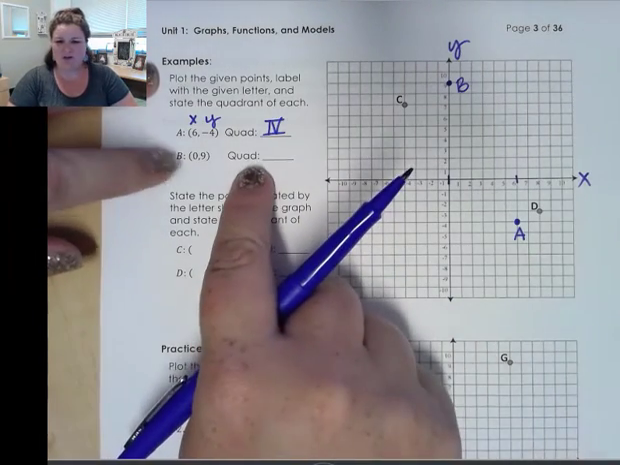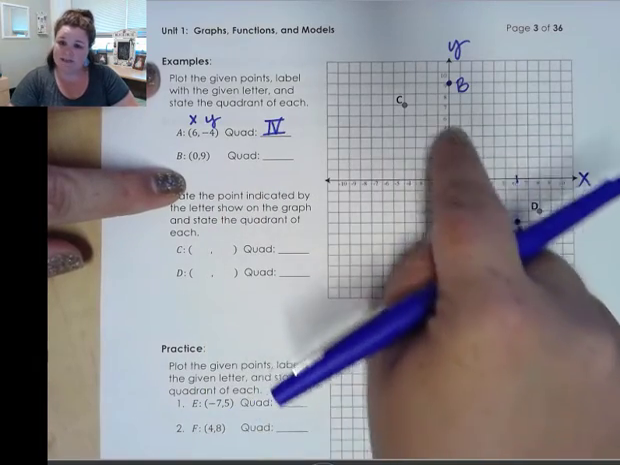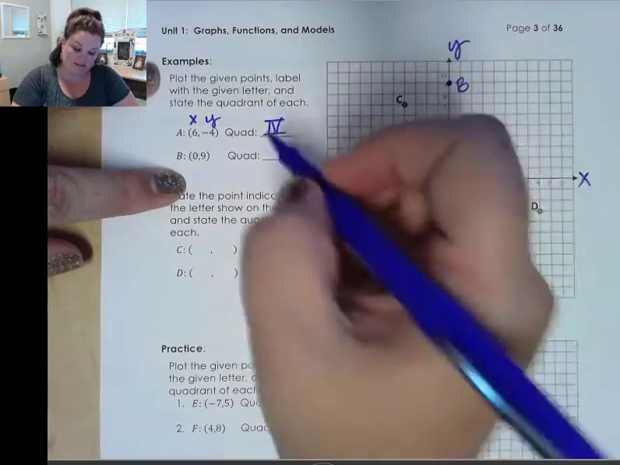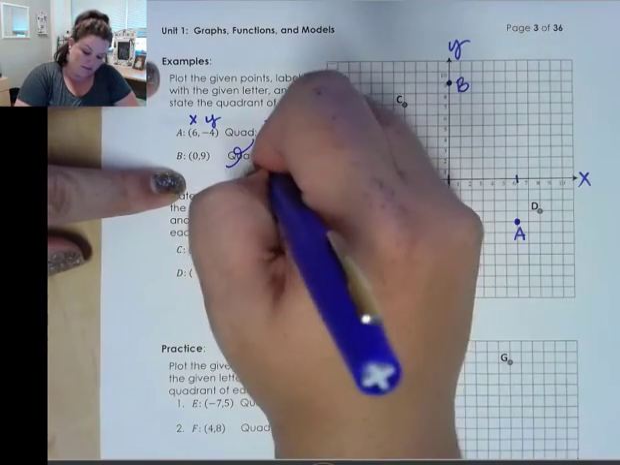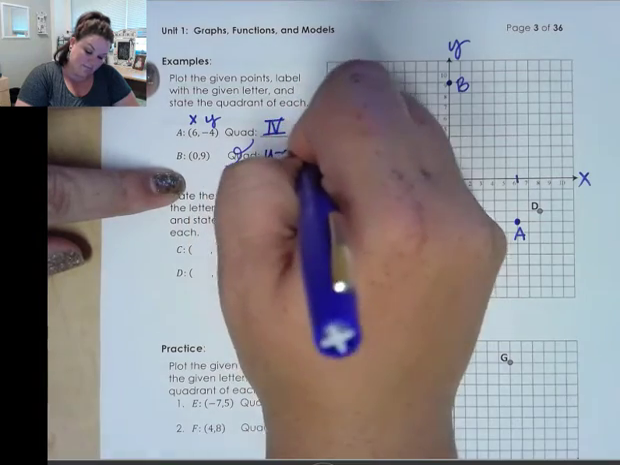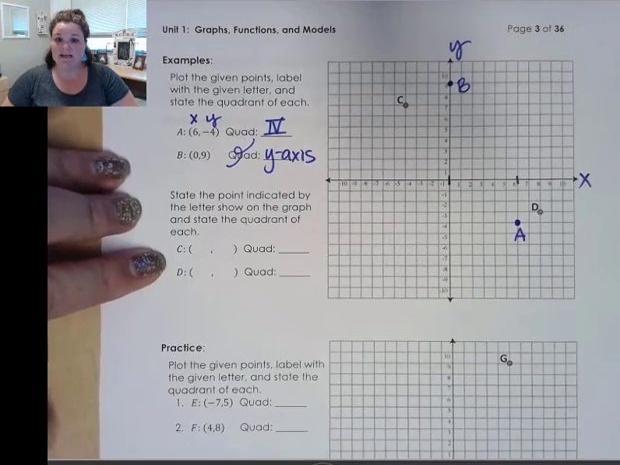So if it asks for a quadrant and it's not in either 1 or 2, right? It has to be lying on an x-axis or a y-axis. So I'm going to go ahead and just mark that out, and we're just going to say this is on the y-axis. Okay?